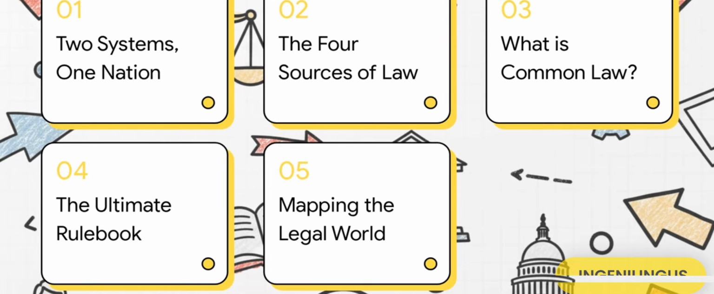Here's how we're going to break it down. First, we'll look at the idea of two governments running at once. Then, where all the laws actually come from, the four main sources. We'll spend a minute on something called common law, figure out which rule wins when laws disagree, and then finally, see how this all plays out with real-life examples.